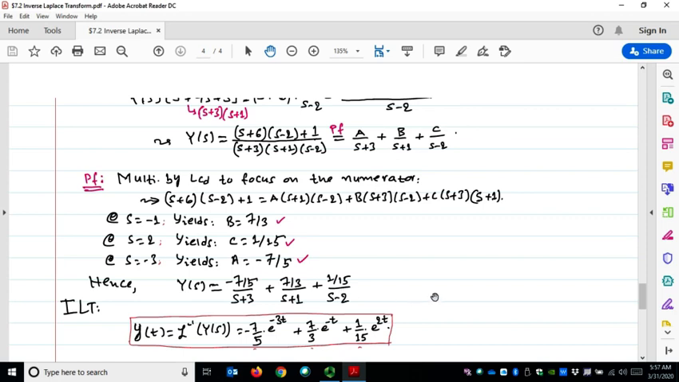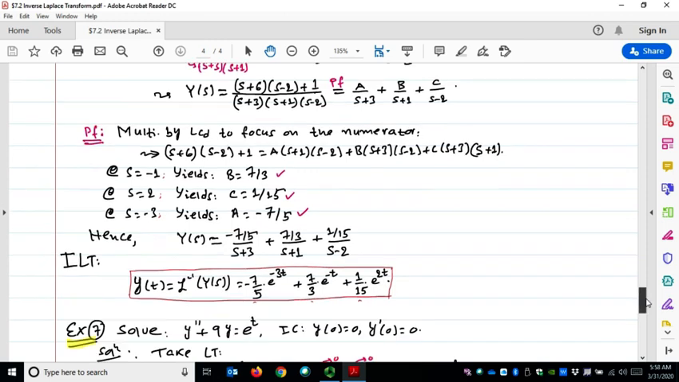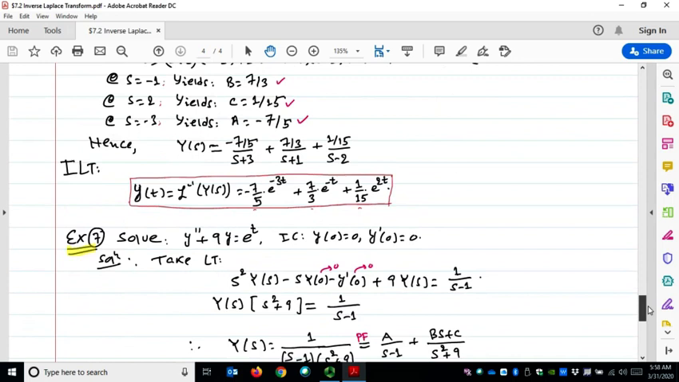Then finally, let's recover the solution in the time domain. So let's take the inverse Laplace transform. So little y of t equals negative 7/5. Inverse Laplace transform of 1 over s plus 3 is e to the power negative 3t, plus 7/3. Inverse Laplace transform of 1 over s plus 1 is e to the power negative t, plus 1/15. Inverse Laplace transform of 1 over s minus 2 is e to the power 2t. Great. We finished this example 6.